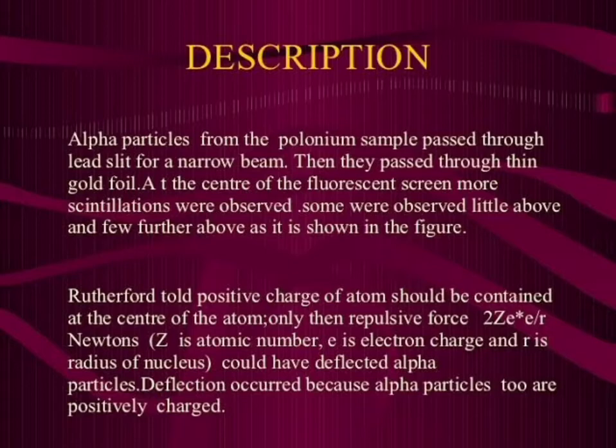Alpha particles from the polonium sample passed through a lead slit as a narrow beam. Then they pass through thin gold foil at the center of the fluorescent screen. Rutherford told about this: these alpha particles have a positive charge, and at the center of the atom there is a repulsive force.